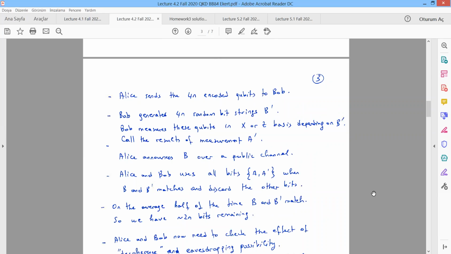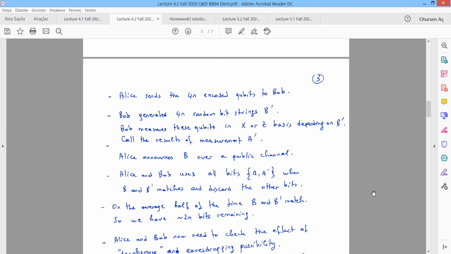Through the broadcast of B through the public channel, the particular operator that has been used to encode the qubit is known. When they match, in other words, when Bob makes sure that he measures with the same basis, with the same operator, X or Z, that Alice has used to encode the qubit, the measurements on these qubits would be correct, because these would be measured in a similar basis. But otherwise, if the encoding operator and decoding operator don't match, then they discard these qubits.